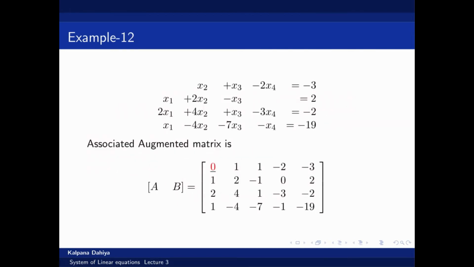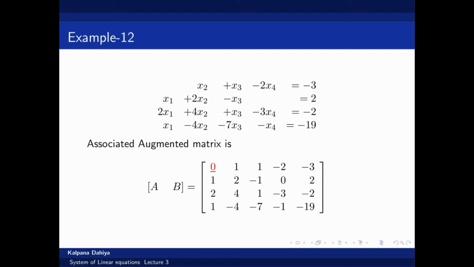Consider this example. We have a system of 4 equations in 4 unknowns x1, x2, x3 and x4. I can represent this system of equations by its augmented matrix, that is A, B.